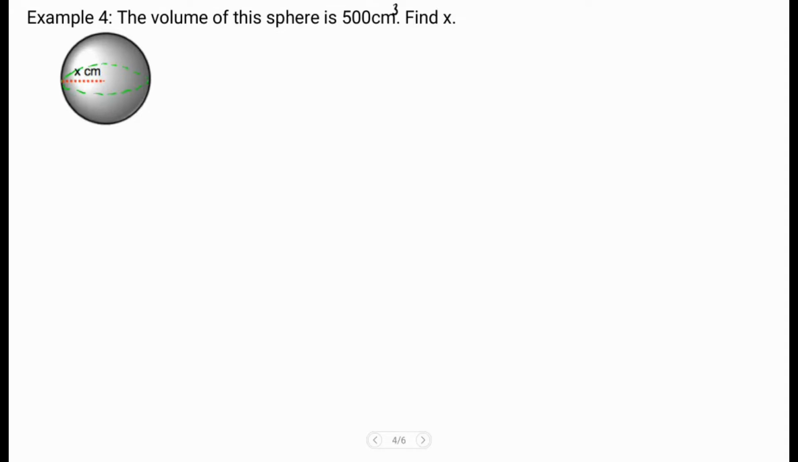Here in example 4, we have a sphere, and we are going to find the radius of this sphere, which is x. This is the radius to be found. We know the volume of the sphere, which is 500 cm³. So try to remember the volume of a sphere. It is 4/3 πr³.